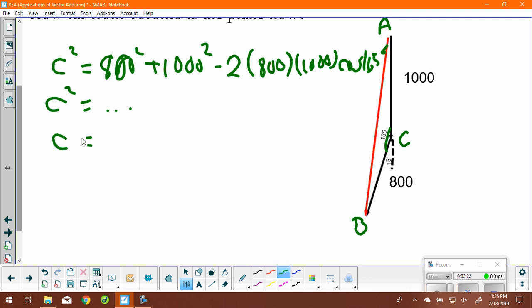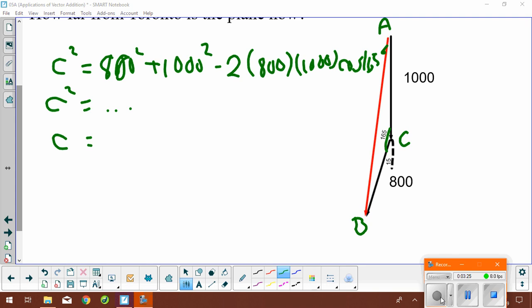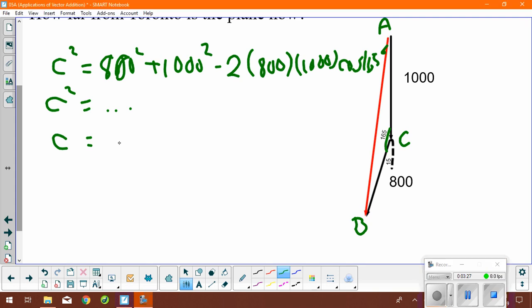And we end up getting for C about, if we round it off, 1784.8 approximately, okay, in terms of the kilometers. Okay, so now I know how far away the plane is. Okay, it might also be useful to know in what direction. Okay, so what angle is that? So that means I'm going to have to go back to my triangle and find the angle at the top, the angle A.